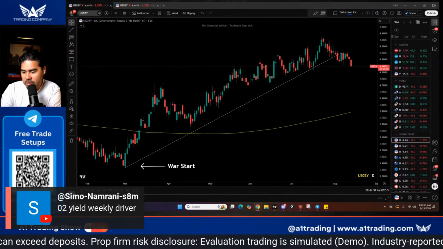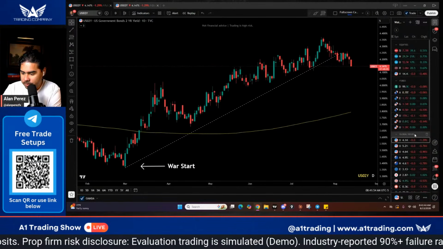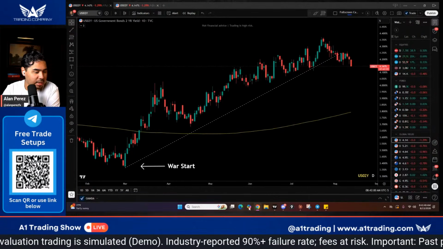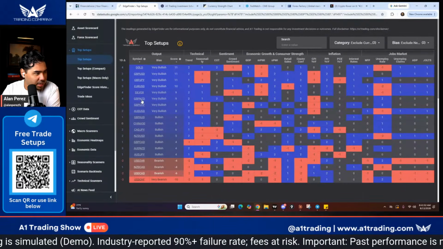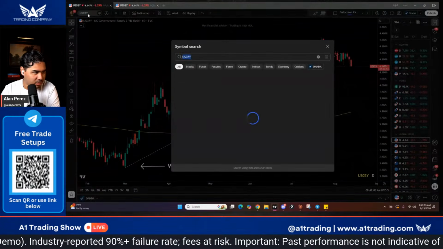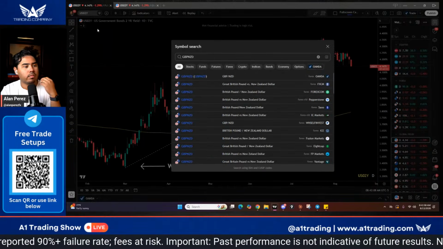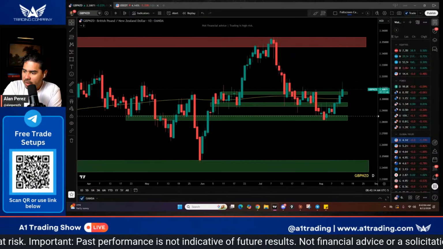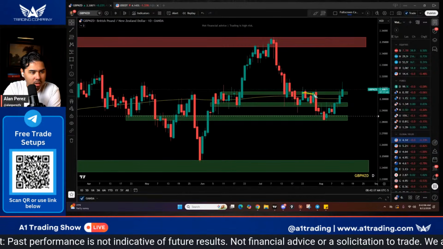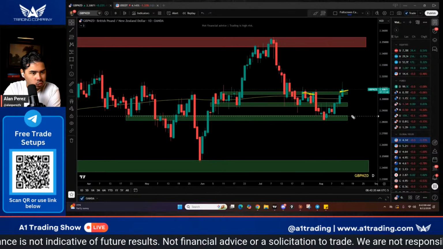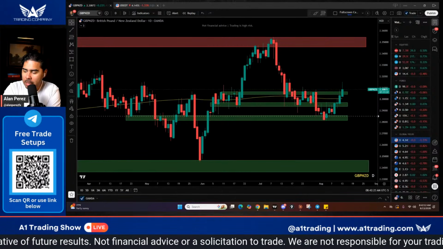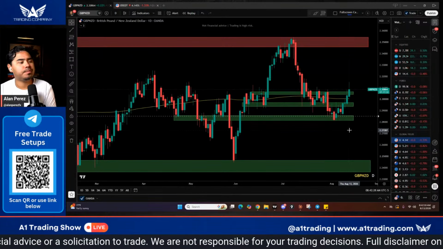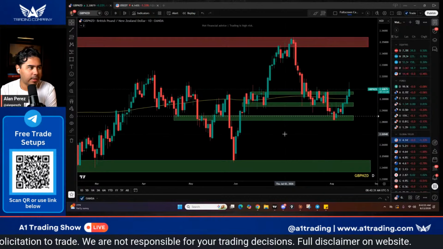Yes, the 2-year yield is your short term, your weekly driver for sure. I have a look at pound Kiwi. Edgefinder is very bullish, and there's some good long opportunities. So pound Kiwi is getting a very bullish reading. Let's look at this. Pound Kiwi. You are seeing a breakout. This looks good. I do like the idea of going long pound versus the Kiwi, or even a long stretch of time as well. I do like that idea.